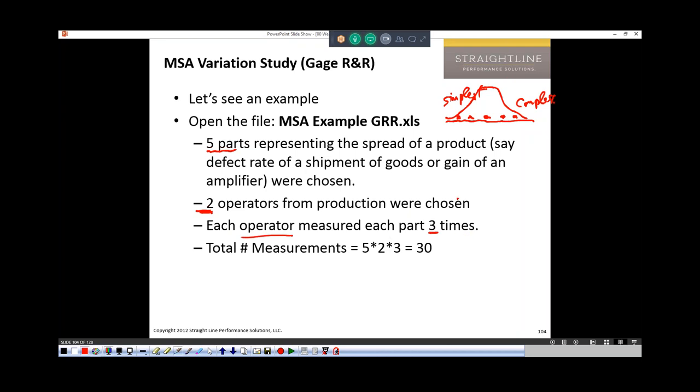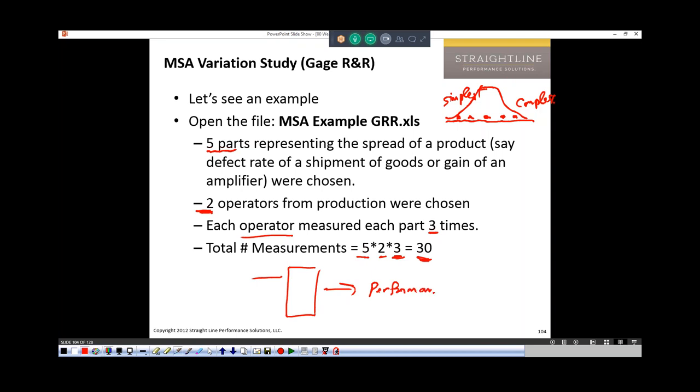Okay, so let's put this in context. Here we've got a total number of measurements: 5 times 2 times 3. Two operators, 5 parts, each measured three times, that's 30. So this is sort of like a designed experiment where we're looking at some measurement. I don't know what that gauge measurement is. Let's just say performance.